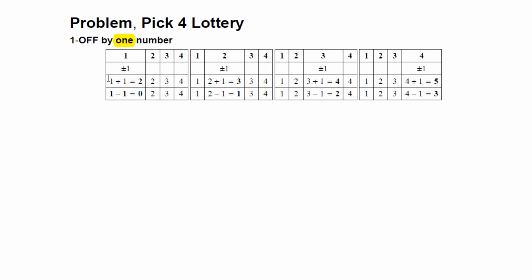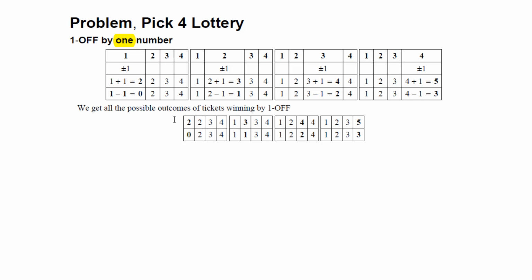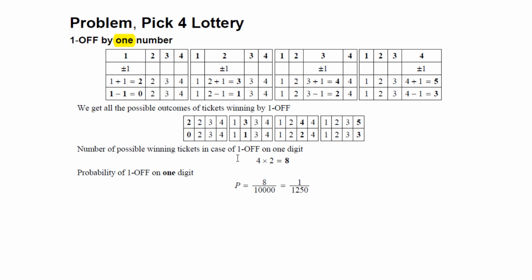So in such a case, how many tickets do we have, how many possible outcomes of this event of winning in straight play by 1 off, we have 8. We don't need to do any computation for it. You can just say it is 4 times 2, which is 8, and its probability is 8 divided by 10,000, which is 1 chance out of 1,250 trials.